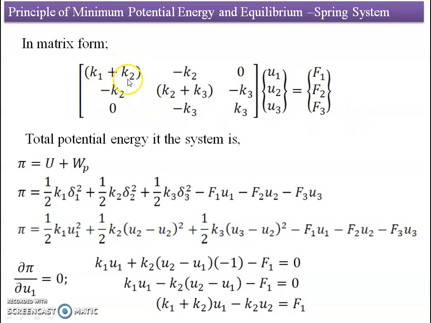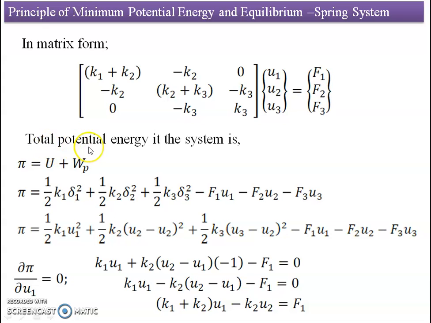So we will get the matrix K1 plus K2, minus K2, 0; minus K2, K2 plus K3, minus K3; 0, minus K3, and K3. Then after equilibrium we have got a relationship in a matrix format like this. Now we'll move towards the potential energy theorem.